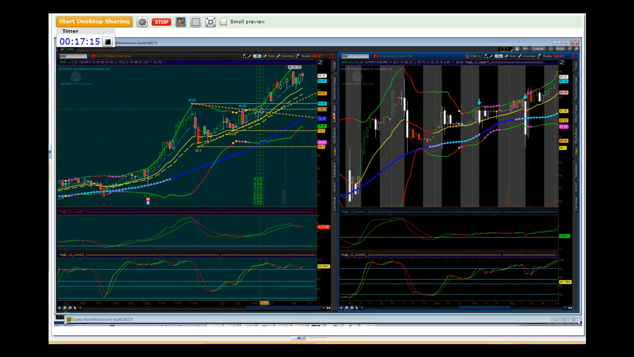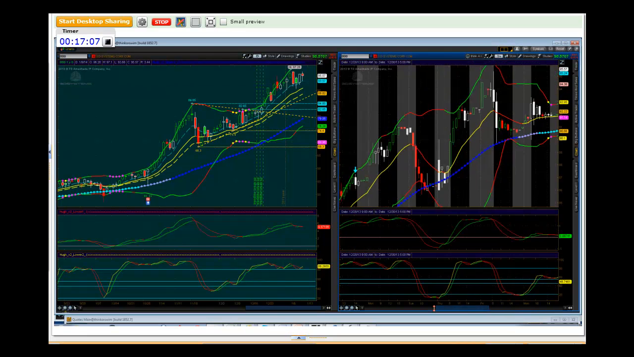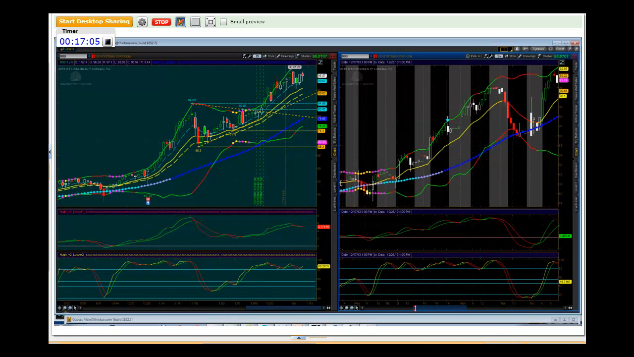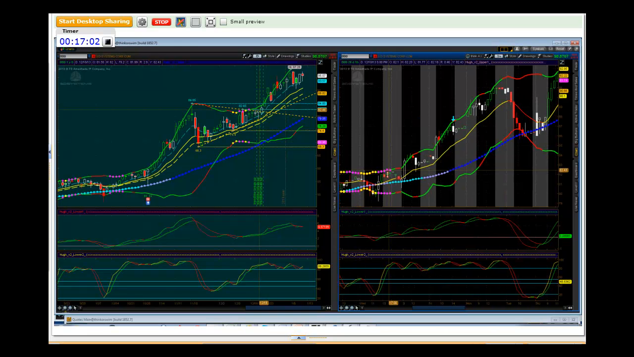So here's DDD. I got into that on the 19th. Let me pull back and show you the setup. So here was the setup. You can see this was a really perfect setup. I missed the perfect entry. Sometimes you've got to be glued and really focused. But when I saw it squeeze on the daily and this trend line, you just got to jump in.